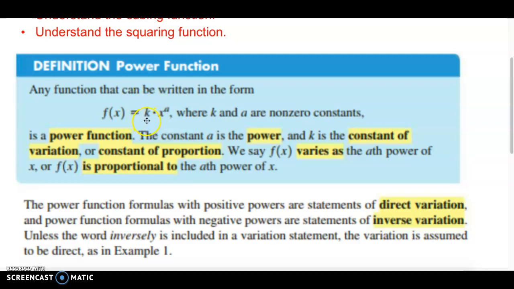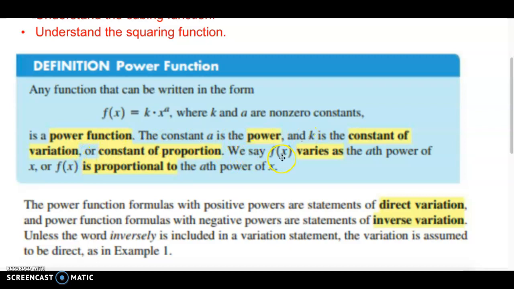So a power function has the form of f of x equals k times x to the a, where k and a are not 0. The constant a is called the power. In the video he called it n, but we're calling it a. And the k is the constant of variation.